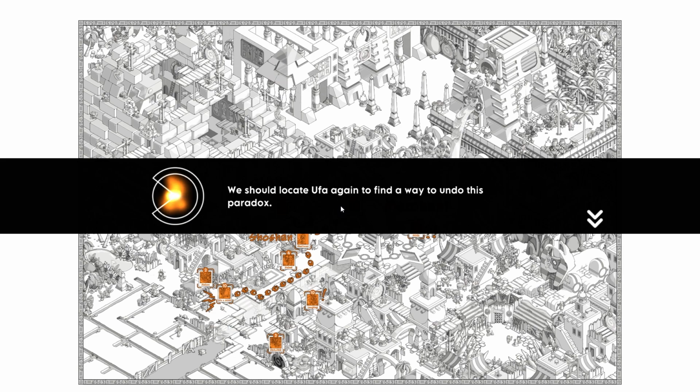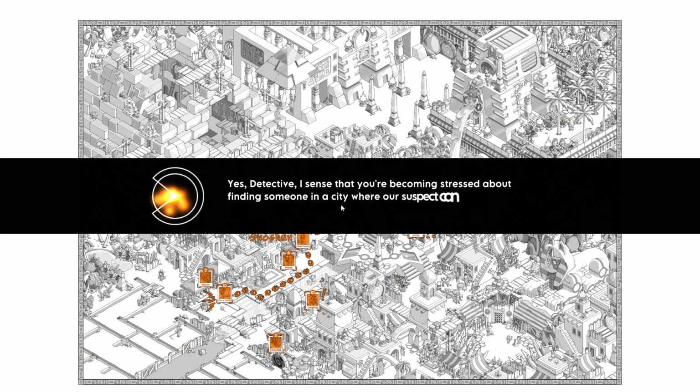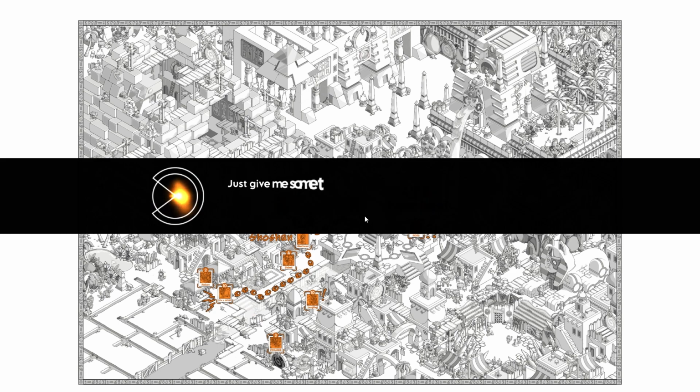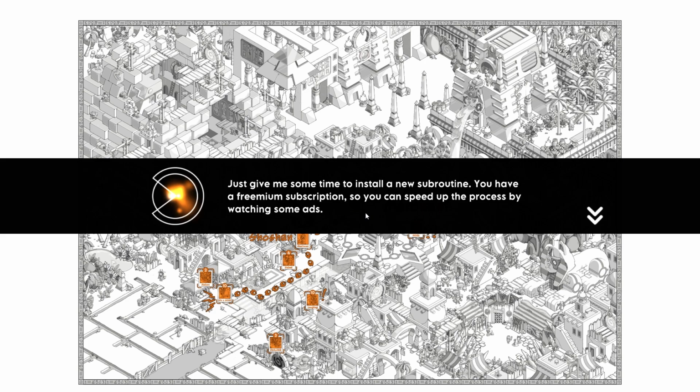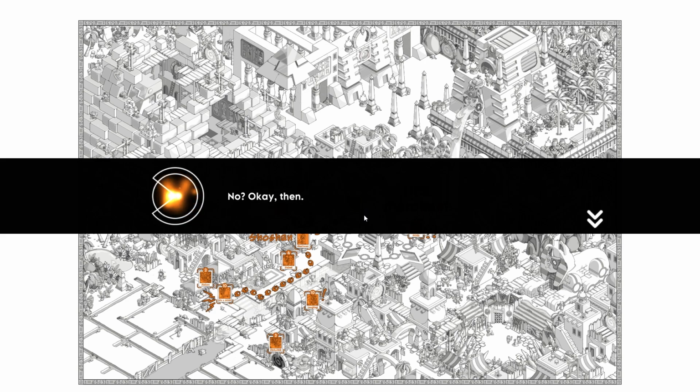We should locate Ufa again to find a way to undo this paradox. Yes, Detective, I sense that you're becoming stressed about finding someone in a city where a suspect can instantly travel between Earthgates. Maybe I can help. Give me some time to install a new subroutine. You'll have a freemium subscription, so you can speed up the process by watching some ads. No? Okay, then.